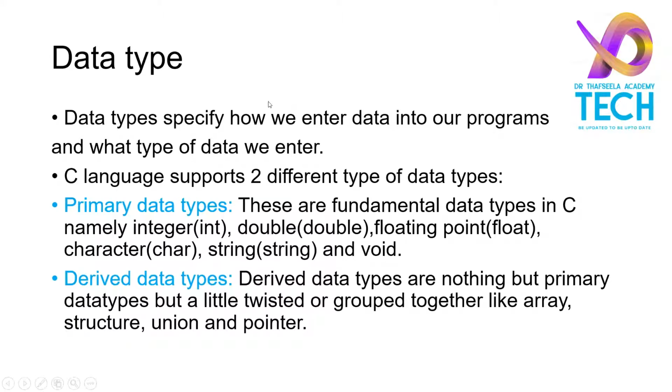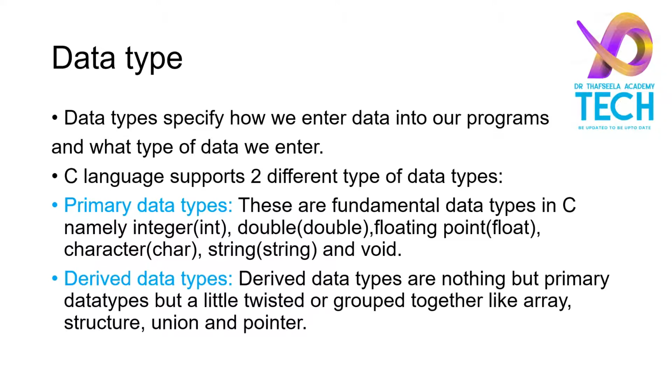Now, data types, as I told you, specify how we enter data into our programs and what type of data we enter. Now, in C, there are two different types of data types. We have primary data types and derived data types. Now, primary data types are the fundamental data types, and we have integer, which in short is mentioned as int, double, then floating point, which is mentioned as float, character, string, and void. Now, derived data types are nothing but the primary data types, but a little twisted or grouped together, like array, structure, union, and pointer.